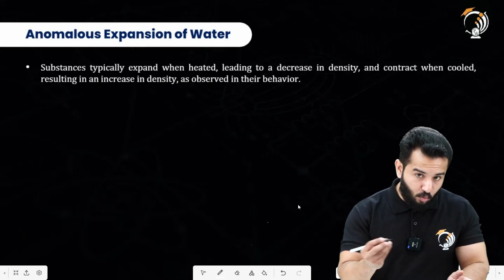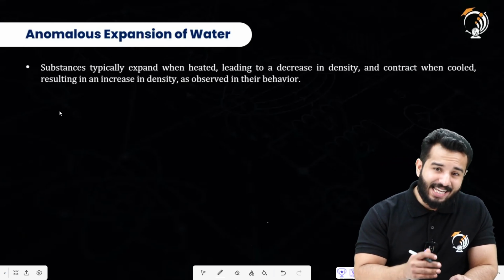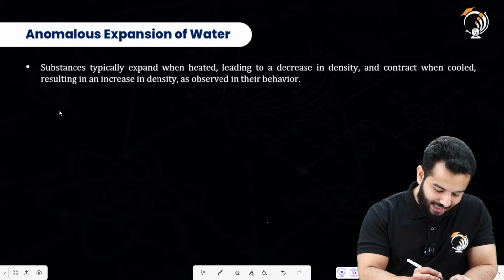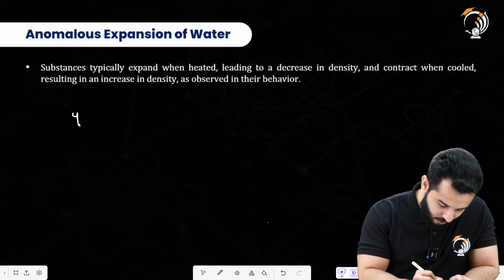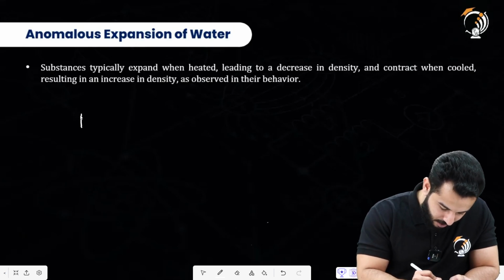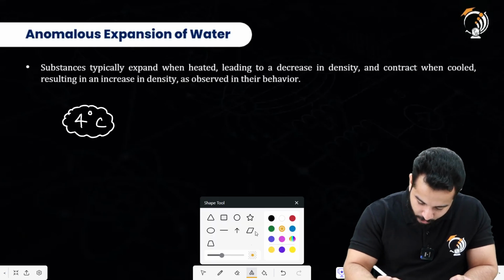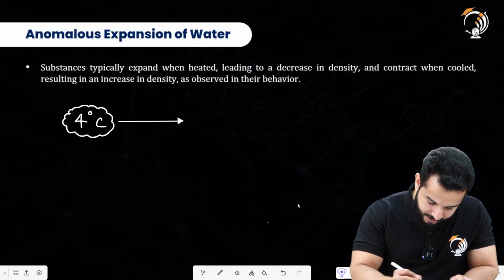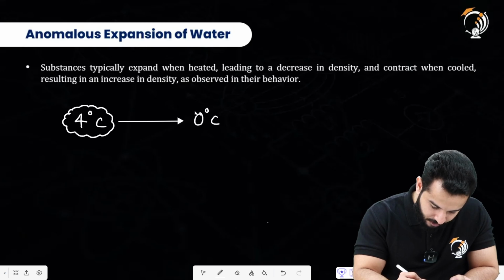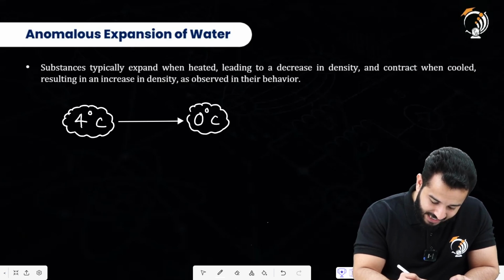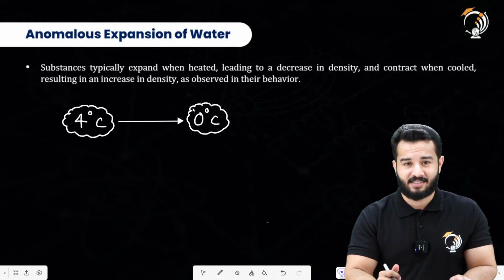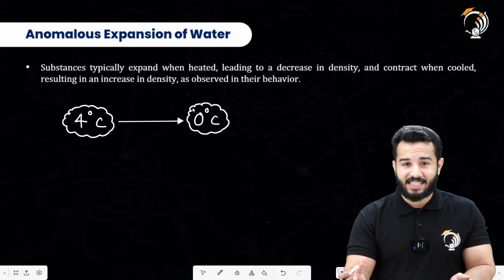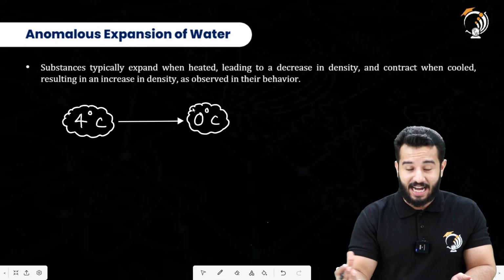What really happens with water is that its density actually decreases till 4 degrees Celsius. So there is a very important thing that happens at 4 degrees Celsius. After 4 degrees Celsius, when you decrease the temperature to, let's say, 0 degrees Celsius, the density does not increase. That's what we expect, right?